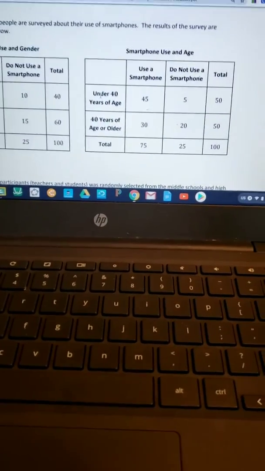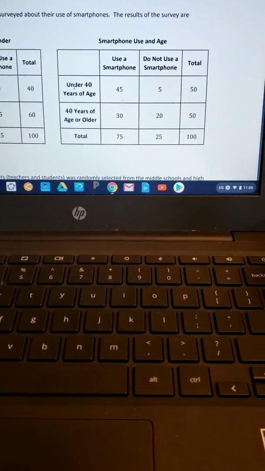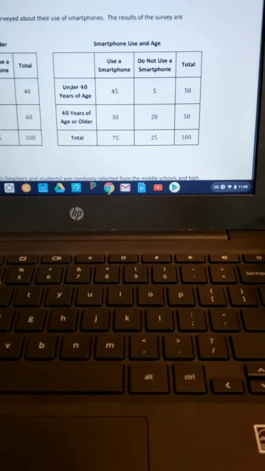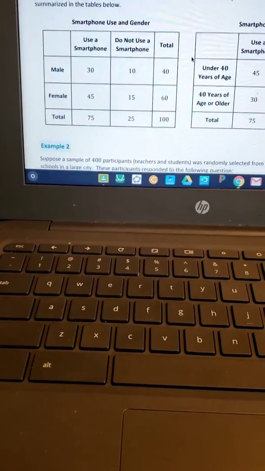This is just asking you to look at this information. And now we're going to move on to example number 2.